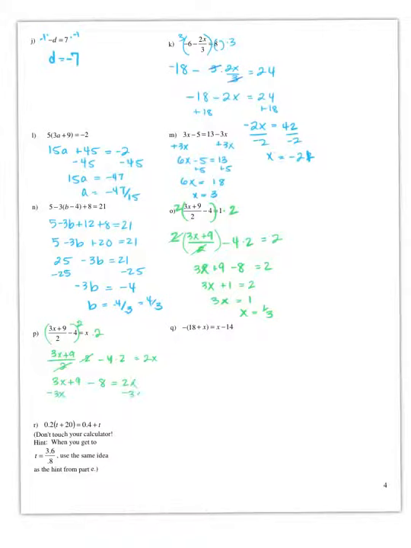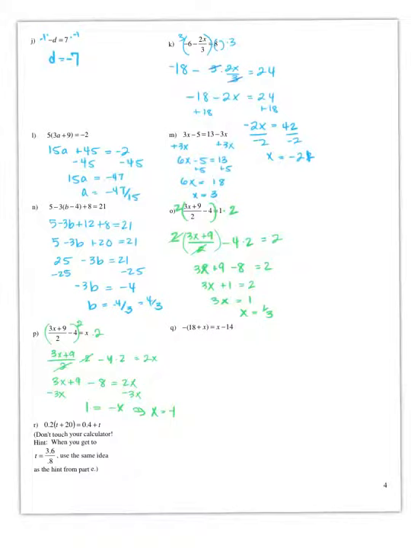We're going to collect all of our like terms, so we're moving the 3x to the other side. And we're left with a negative x over there. And so we want to solve for x, multiply both sides by negative 1, and we get x equals negative 1.